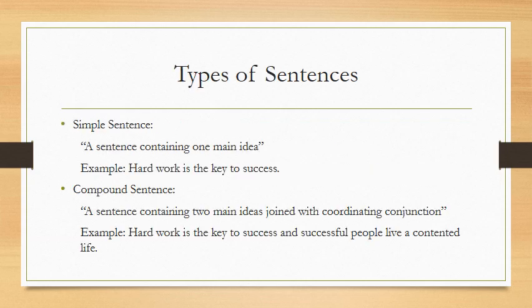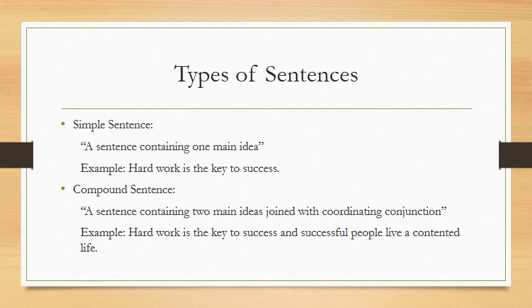There are different types of sentences. A simple sentence can be defined as a sentence containing one main idea. Example is, hard work is the key to success. Then compound sentence, its definition is a sentence containing two main ideas joined with a coordinating conjunction. Example is, hard work is the key to success and successful people live a contented life.